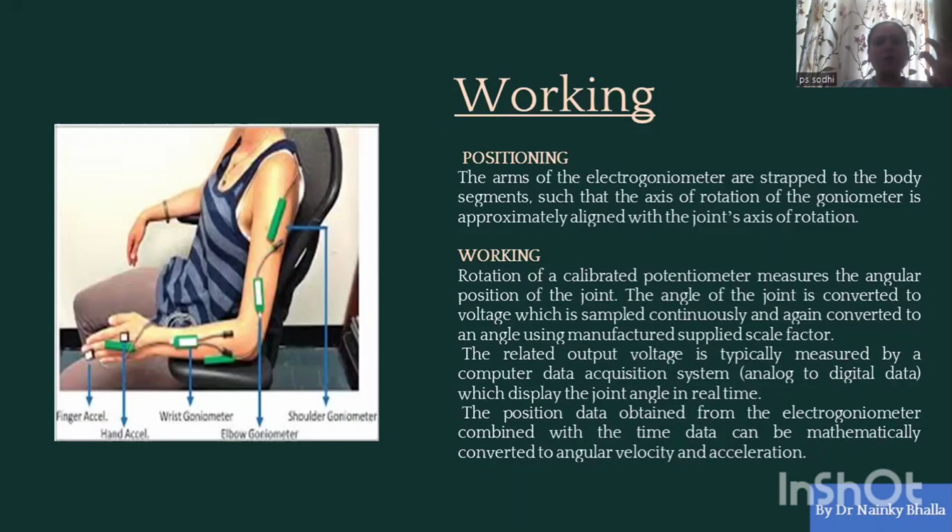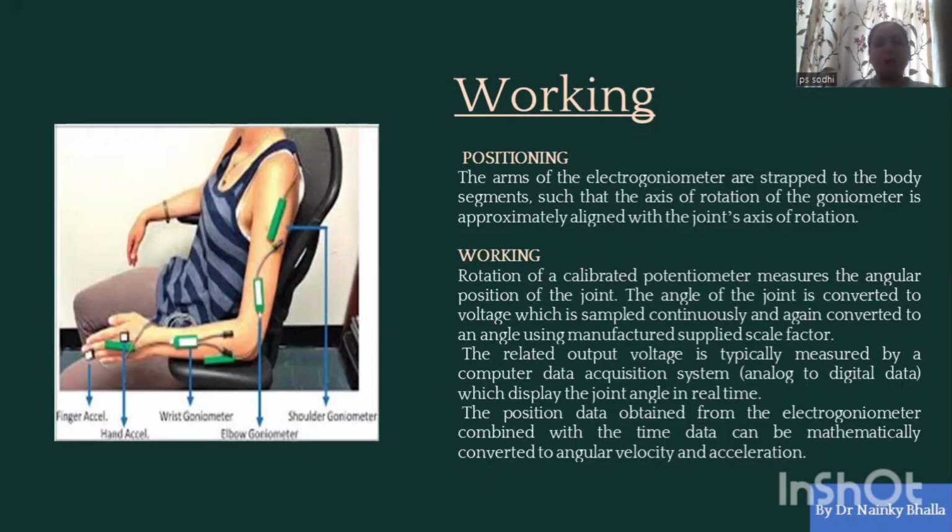And the potentiometer is basically, you can see over here, calibrated so that the angular movement of the joint is captured. As soon as the angular movement of the joint occurs, it is converted into voltage, and then, to get an angle, it is multiplied by a scale factor. So this is how it is typically done.